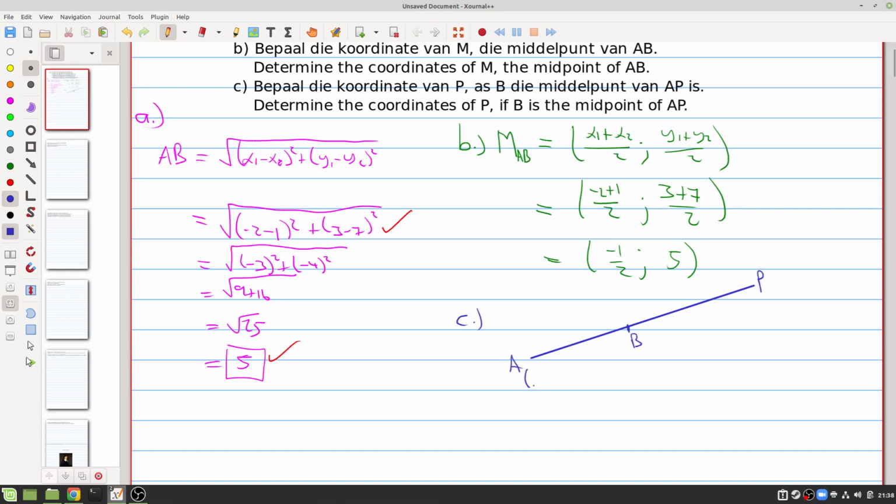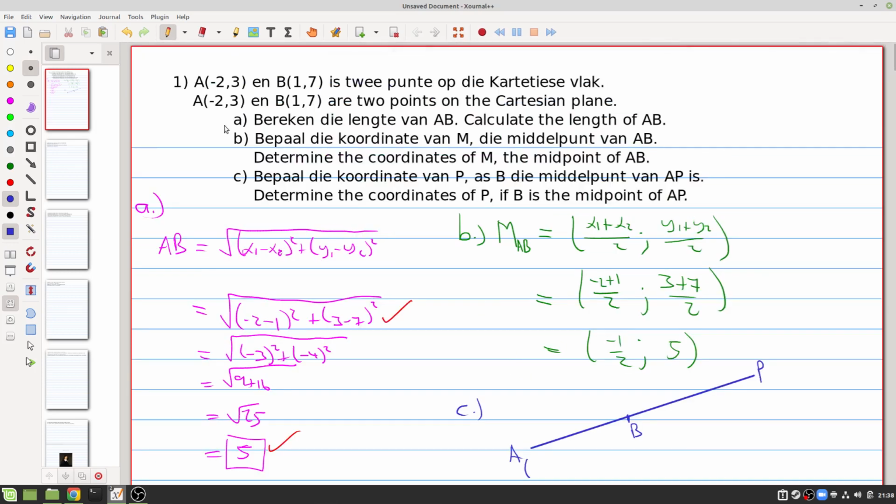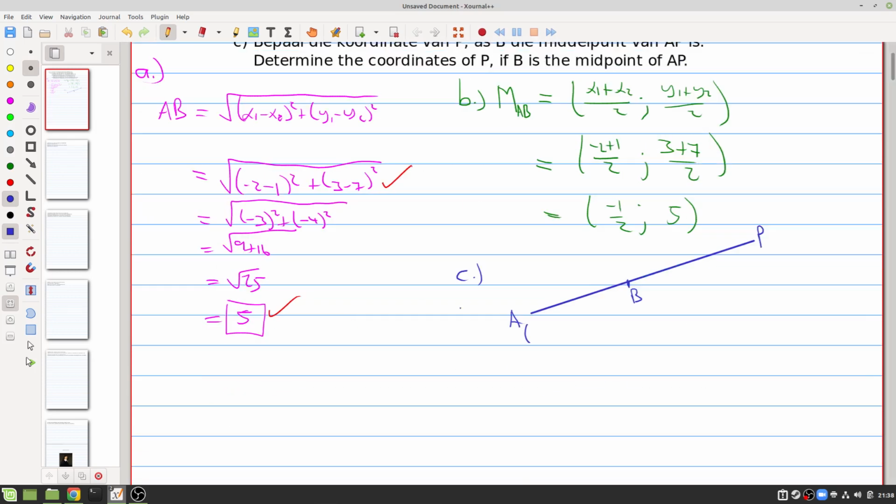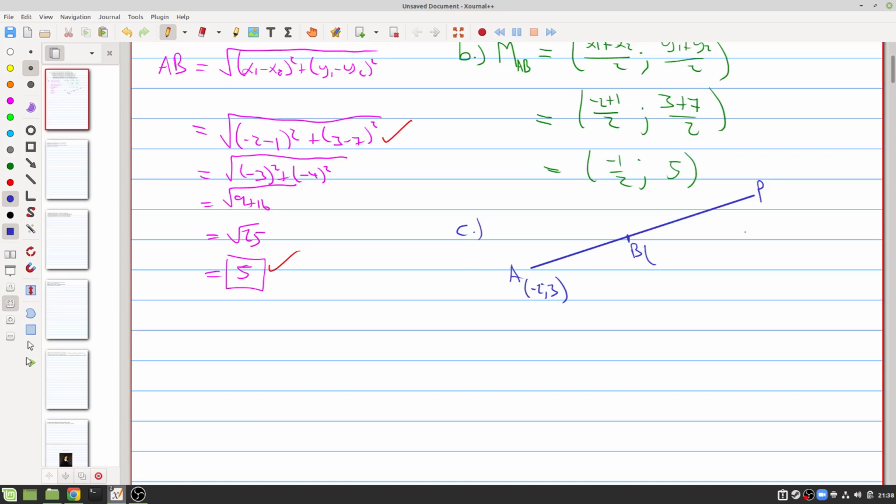Okay, A se waarde, so weet ons al klaar. We already know A is -2, 3. We know B. B is 1, 7. En ons weet nie wat P is nie. So you can name it anything you want. Ek gaan sommer net x, y gebruik. Dan kan ons dit as middelpunt formule gebruik.